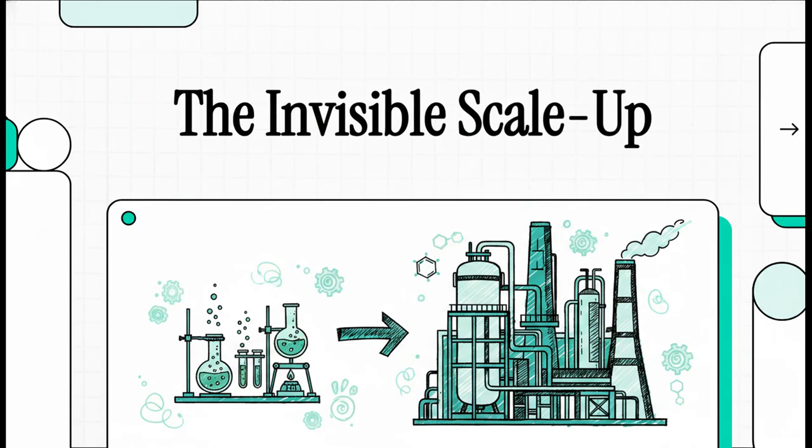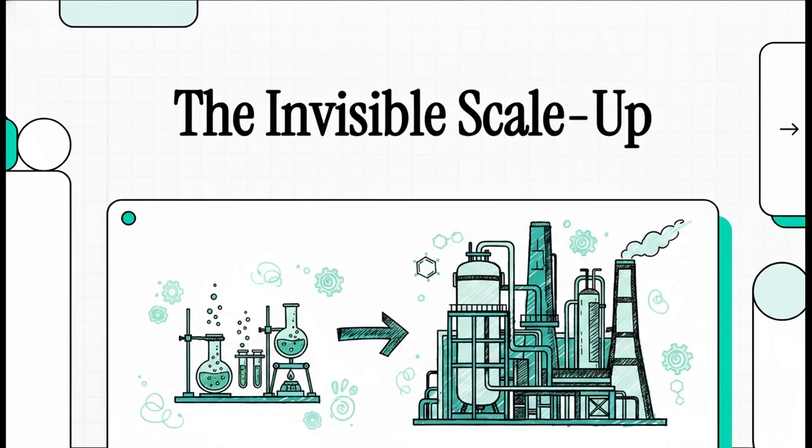Welcome to This Explainer. Today, we're diving straight into the invisible but absolutely massive industrial processes that scale chemical reactions up to create our modern world. Everything around us, from the plastics in your laptop to the fuel in your car to the active ingredients in your medication, relies on chemical engineering.